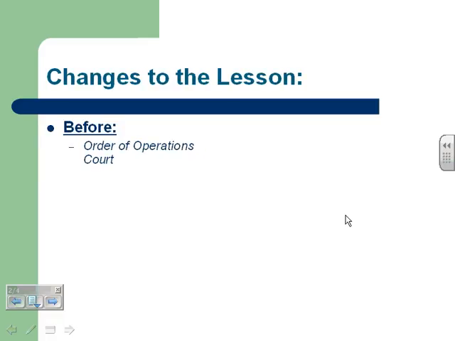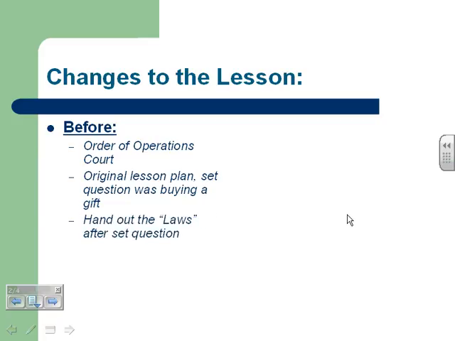So for before, we had the order of operations course. In the original lesson plan, the set question was that you're buying a gift for your friend and it costs so much money. When I did the lesson in class, I had already changed that a little bit, so you didn't actually see the original set question. And then we handed out the laws after the set question, and you just read them yourselves. Okay.